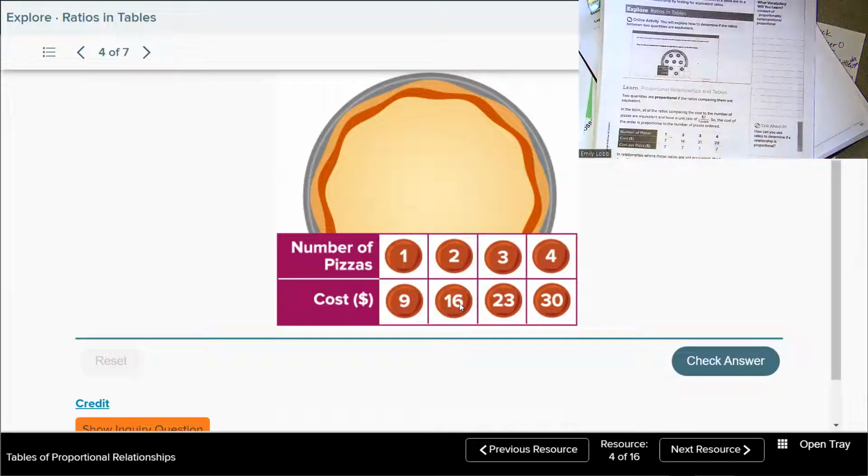So what do I multiply 1 by to get 9? 9. What do I multiply 2 by to get 16? What do I multiply 3 by to get 23? Something different, right? 7 plus 7, not quite 8. 7.5, 21. Okay. So are any of those being multiplied by the same thing? No. So is there a constant of proportionality? No. If there is no constant of proportionality, Lillian, that means this is what? Non-proportional.